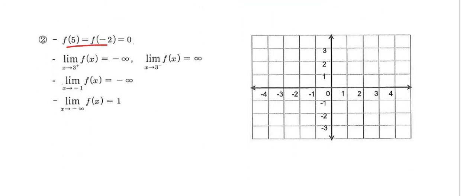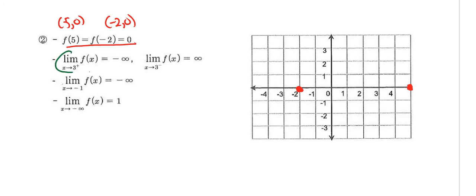Alright, so I have some weird stuff here. So this is really 5 comma 0, and this is negative 2 comma 0. So let's go ahead and plot those points there. So here is 5 comma 0, and here is 2 comma 0. Okay, let's move on to the next statement here.